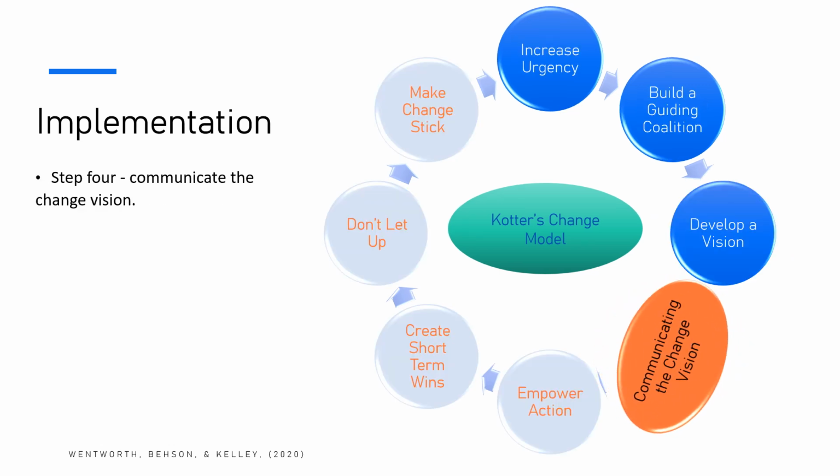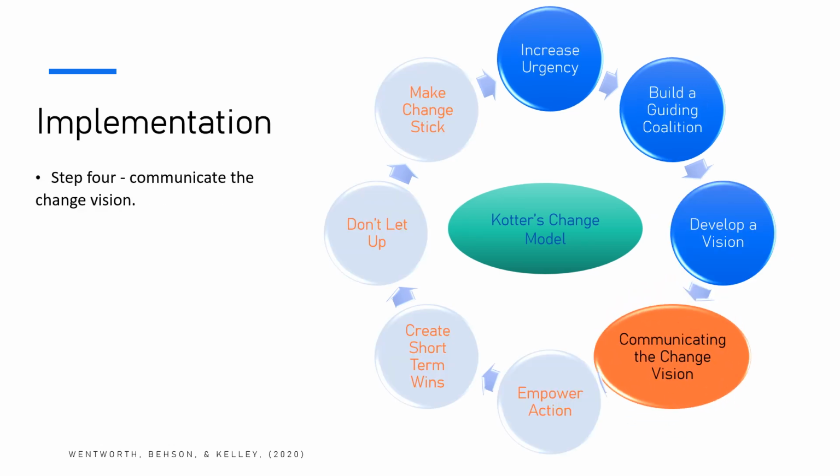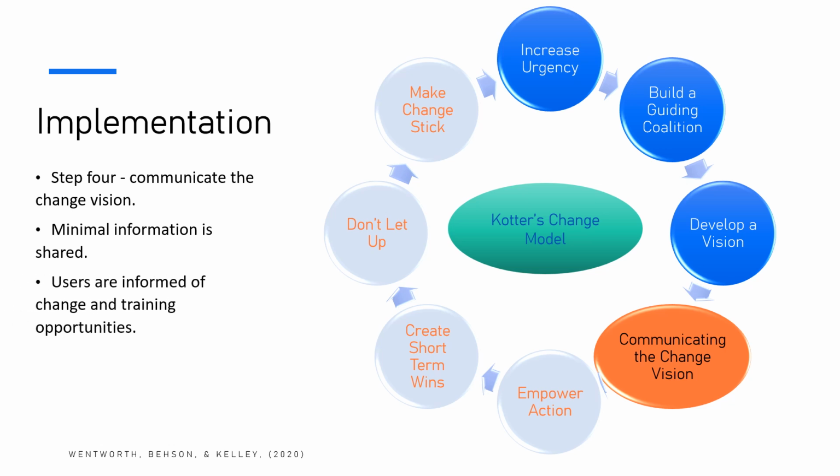Step 4 of Kotter's change model includes communicating the change vision. Change agents will start by sharing minimal information to all users 1 year prior to full implementation. Additional information will be provided during that year to keep users informed of the change and training opportunities.